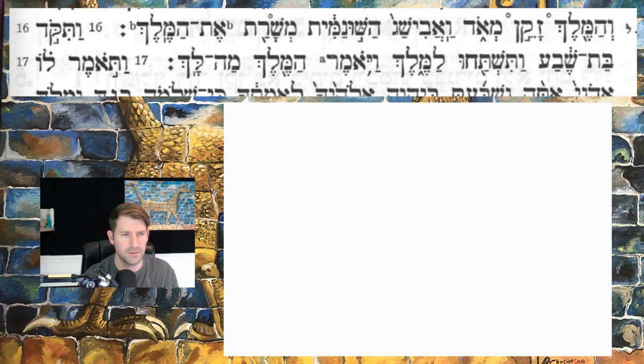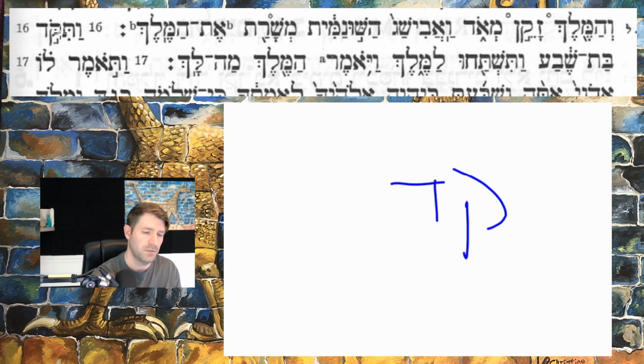Okay, I think we can do one more verse. Vatikod Bat Sheva. Excuse me. Vatishtachu lamelech. Vayomer hamelech malach. And Bathsheba bowed down. It's from Kadad, so both Dalet. And these geminate forms just sort of do this: dagesh in the first radical. Vatikod.